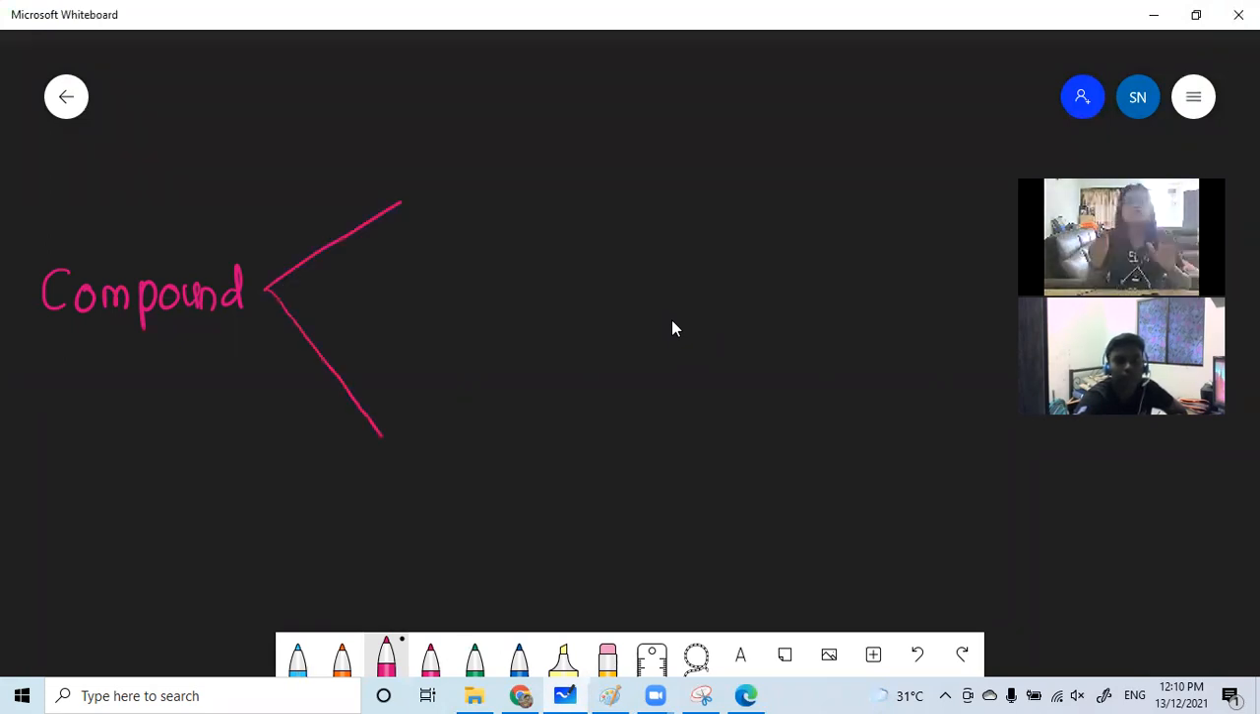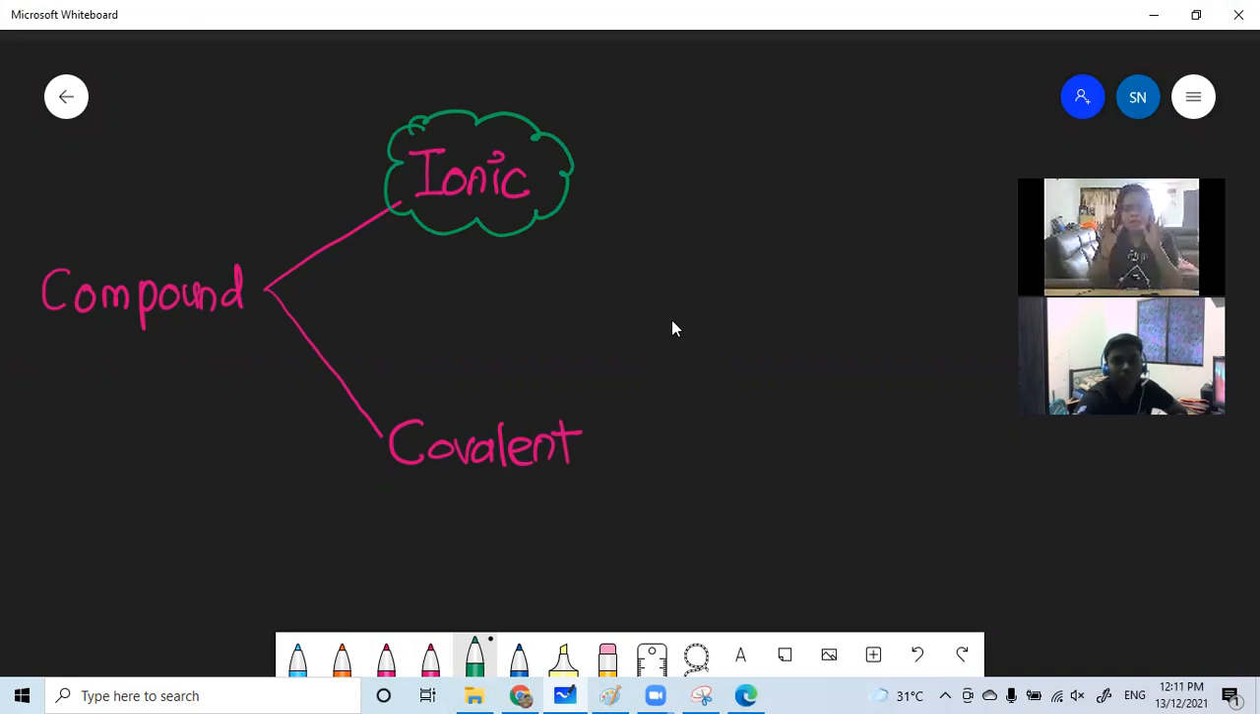For example, compounds are divided into two groups. One is a covalent compound, and the other is an ionic compound. So ionic compound, what does it mean? In an ionic compound, two types of elements are present.